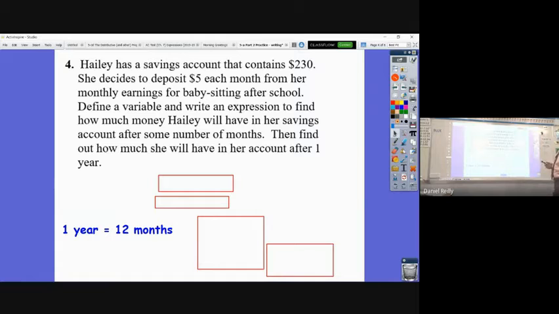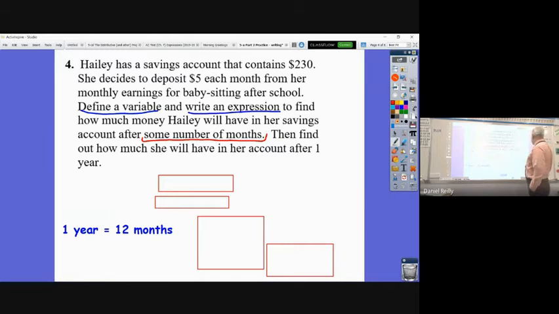All right, Haley has a savings account that contains $230, and she's going to put $5 each month from her monthly earnings for babysitting after school. Define a variable and write an expression. So that's what you're tasked to do here, right? We got to define a variable and write an expression that'll give me the answer of how much money she will have after some number of months. Then find out how much she will have in her account after 1 year.